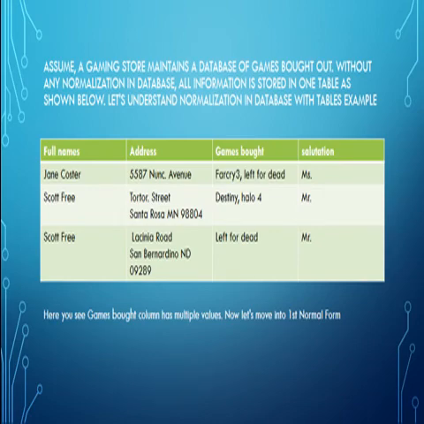Here we have a simple table about a gaming store. Assume a gaming store maintains a database of games bought without any normalization in the database. All information is stored in one table as shown below. Let's understand normalization in database with table examples.